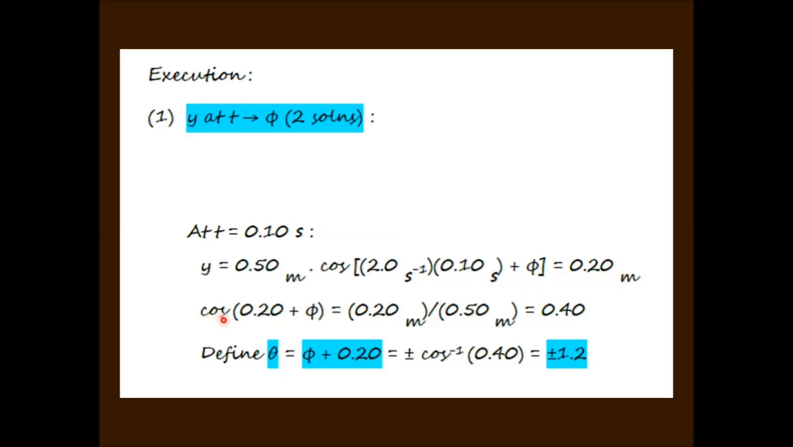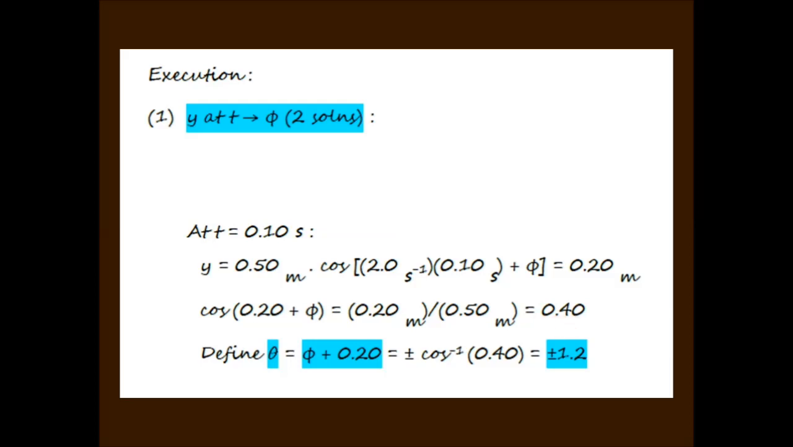When we simplify this equation, it looks like this. Cosine of 0.20 plus phi is equal to 0.40. Let us call the angle inside of the brackets here theta. So we have cosine of theta is equal to 0.40.